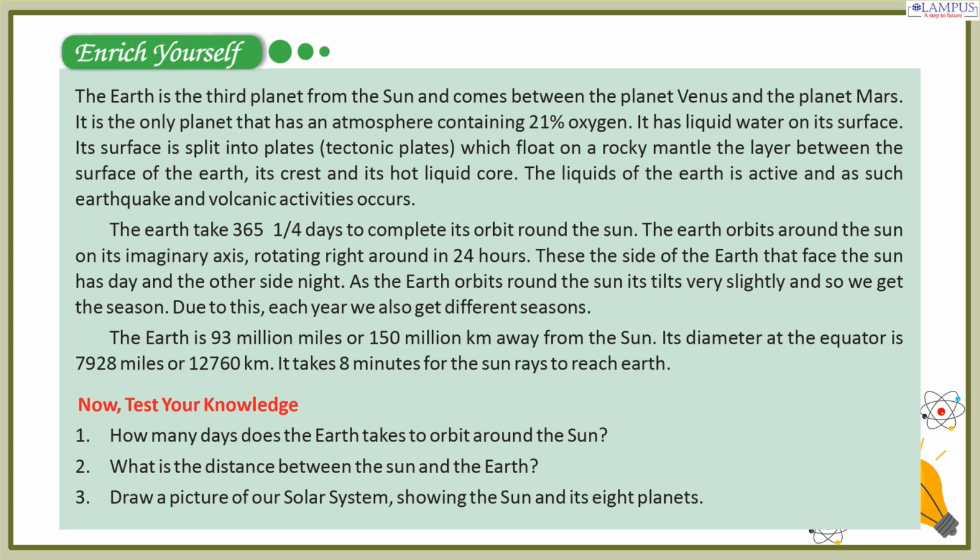The Earth is 93 million miles or 150 million kilometers away from the Sun. Its diameter at the equator is 7,928 miles or 12,760 kilometers. It takes 8 minutes for the sun rays to reach Earth.